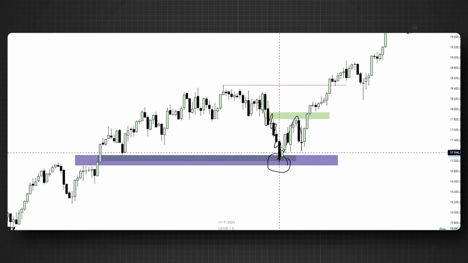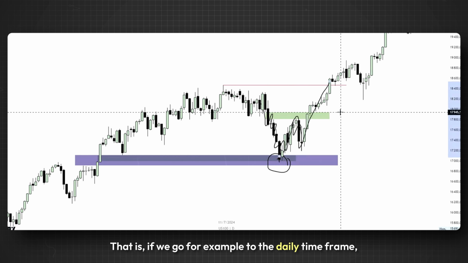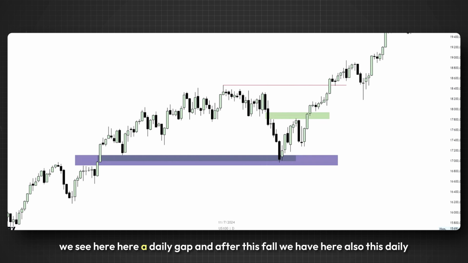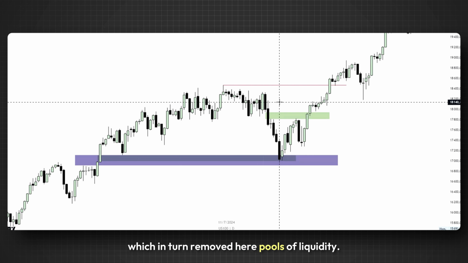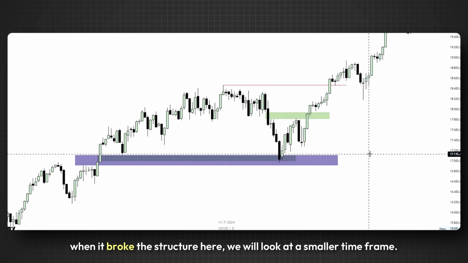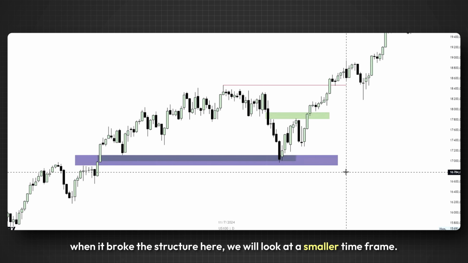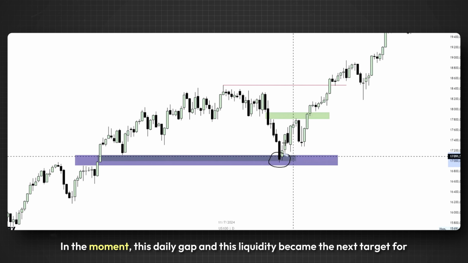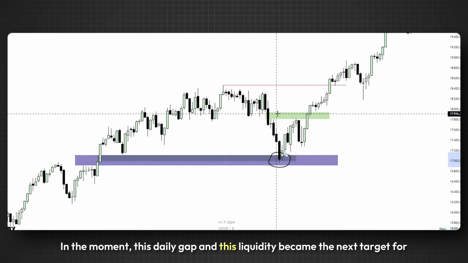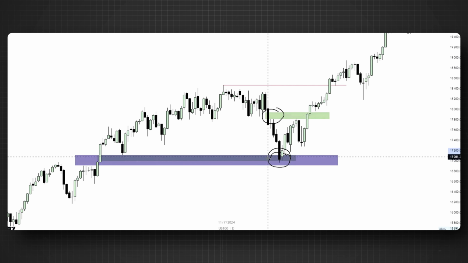and we have come to it. If we go, for example, to the daily time frame, we see here a daily gap, and after this fall, we have here also this daily gap. That is actually, this descending structure was a strategic matrix of gaps, which in turn removed pools of liquidity. Here the price came here, and at the moment when it broke the structure, we will look at a smaller time frame. In the moment, this daily gap and this liquidity became the next target for the movement.